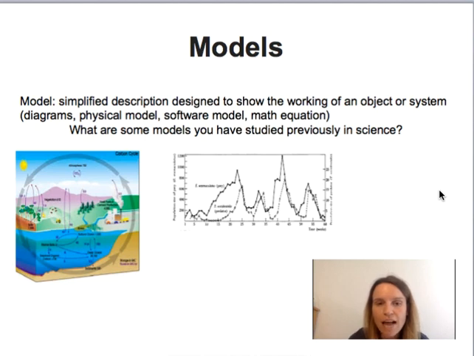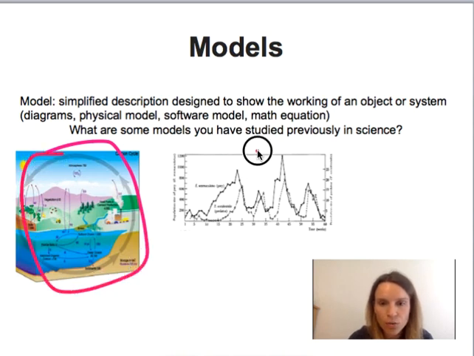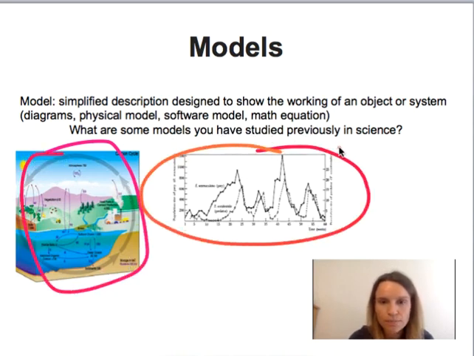So you can have a model as a physical thing that exists. You can have a model as a diagram on a piece of paper, like the ones that you're looking at here for the water cycle and then for a predator-prey interaction. Or you can have what's called a software model, where you're using computer information to generate a model. Or you can even say that a math equation is a model.